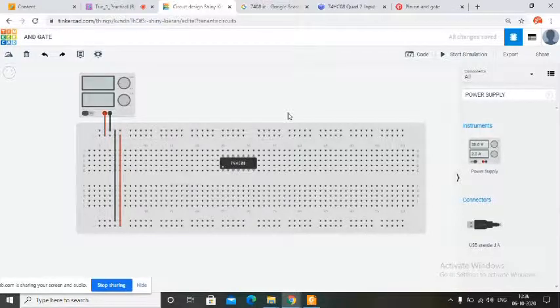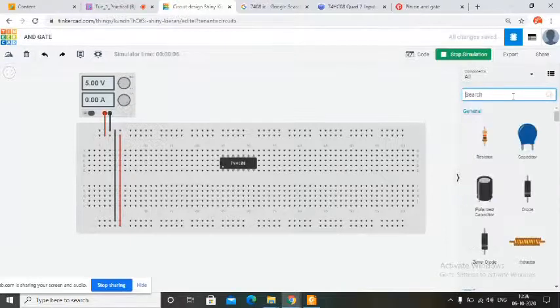What other components do you think we will require? We will require a supply, right? You can also connect a switch there. Let us connect a switch. You can also make a circuit like this. Suppose you want to give 0 0.